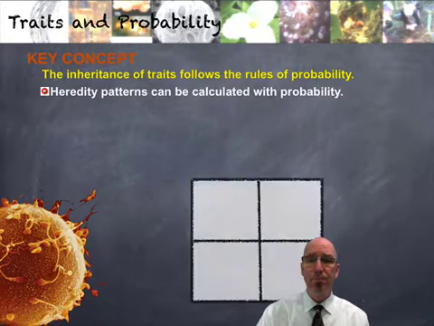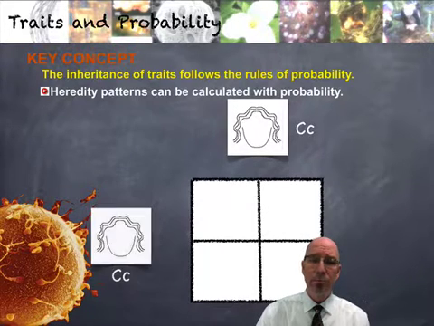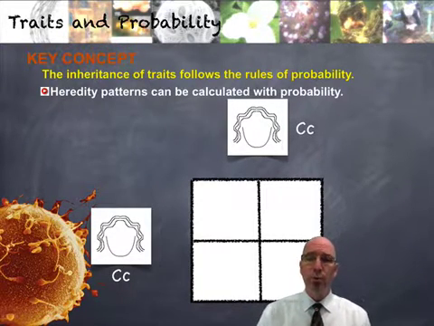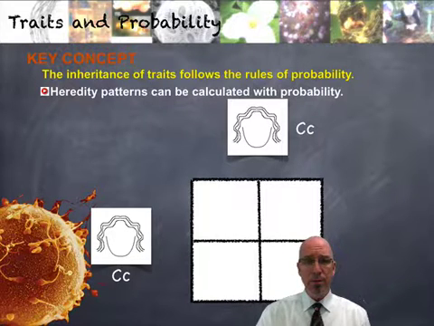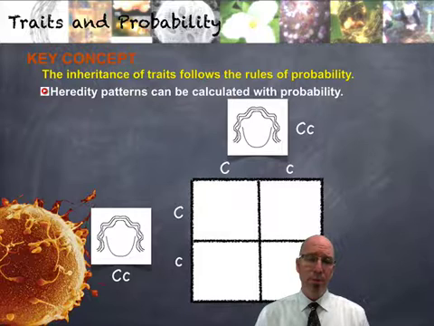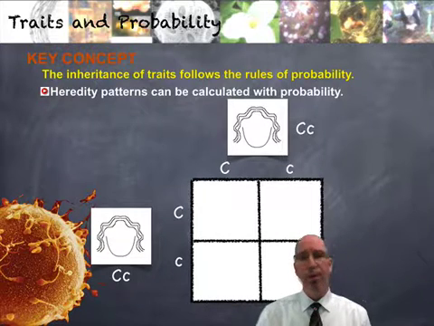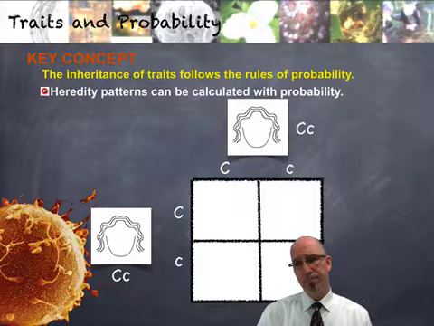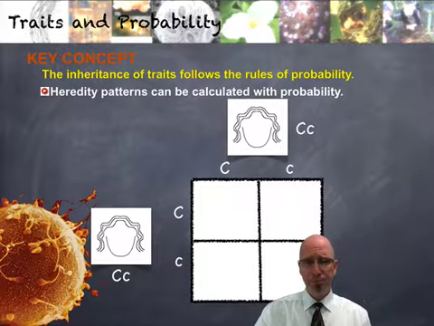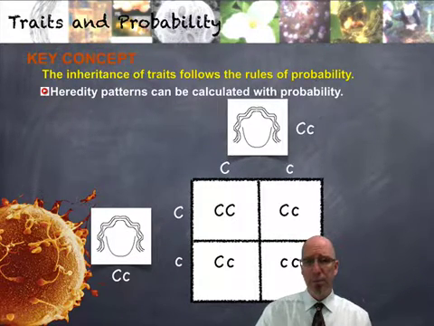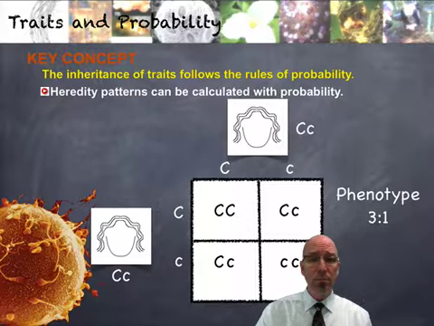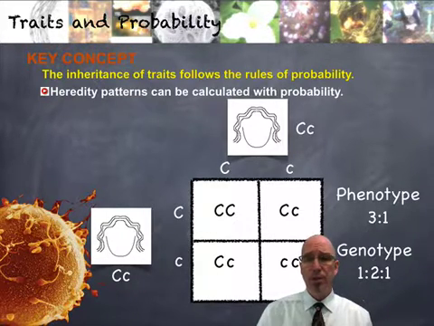Here's another example. So hair, we've got 2 individuals with wavy hair. They're heterozygous for the trait. So what's the business here? How many are going to wind up with straight hair that are going to be homozygous dominant? How many are going to be heterozygous? And how many will be homozygous recessive? Right. So the phenotype's 3 to 1. And the genotype is 1 to 2 to 1.